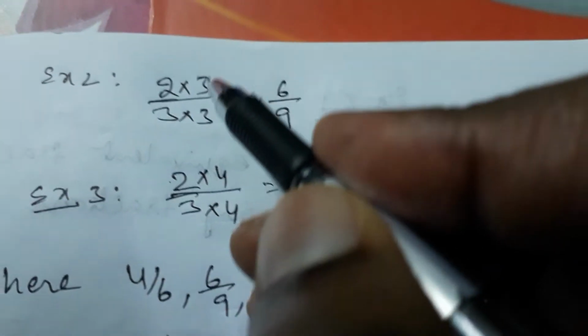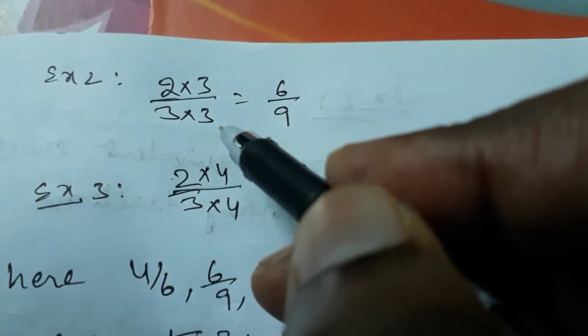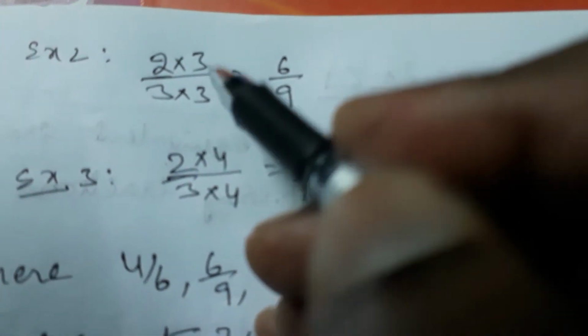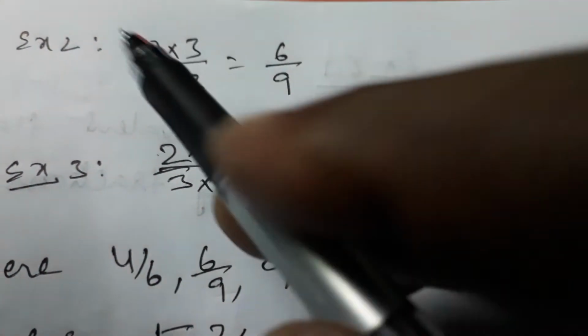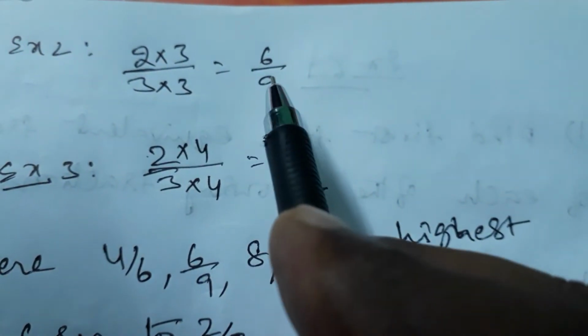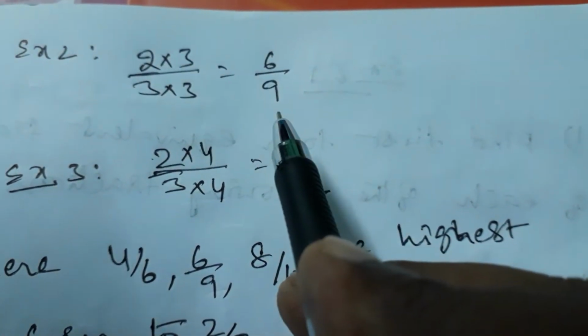So the new fraction is equal to this fraction. How? See, if we don't want it, we can cancel. Numerator and denominator are multiplied with the same number. If you don't want it, you can cancel, and you will get the same 2 by 3 again. If you want to modify, multiply numerator and denominator with the same number, then the value will not change. So here the value is 6 by 9. Then 2 by 3 equals 6 by 9.